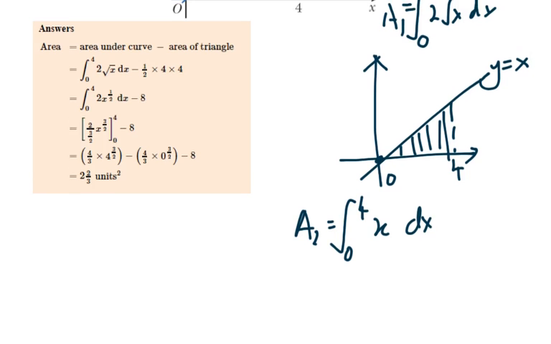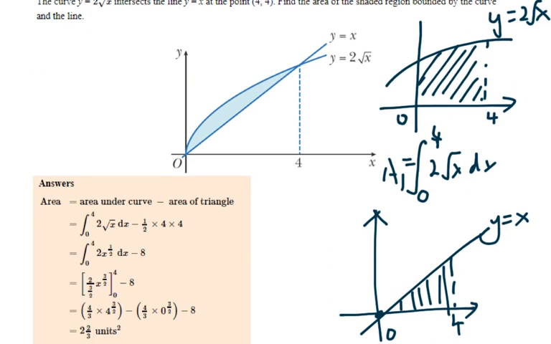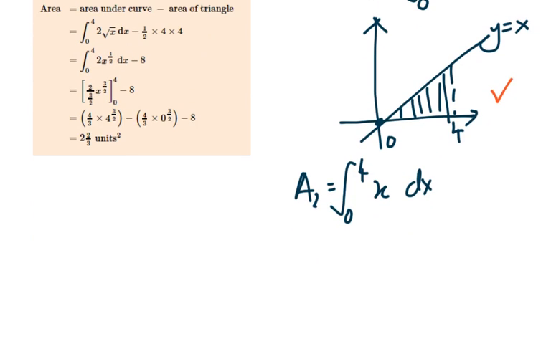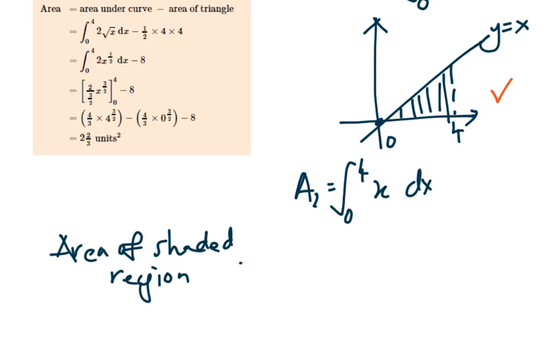Now the area of the shaded region is the area in between the curve and also the straight line. So all you need to do is take the bigger portion, which is A1, minus the smaller portion, which is A2, to get the area in between them. So the area of the shaded region will be equivalent to A1 minus A2.